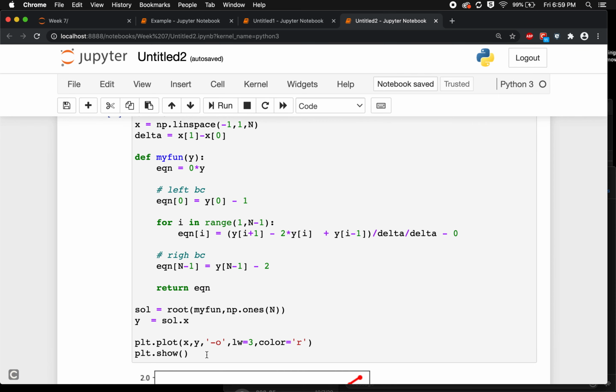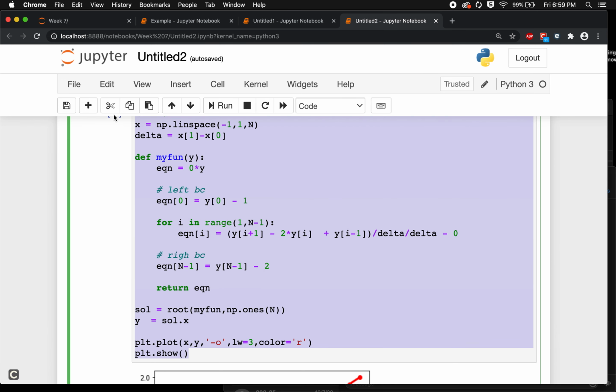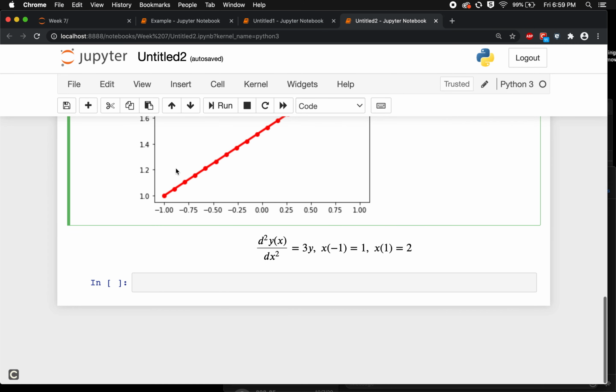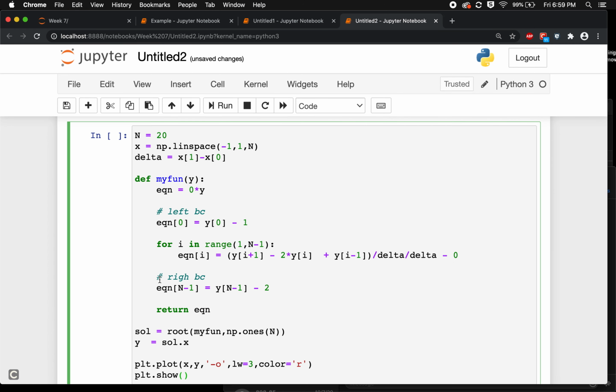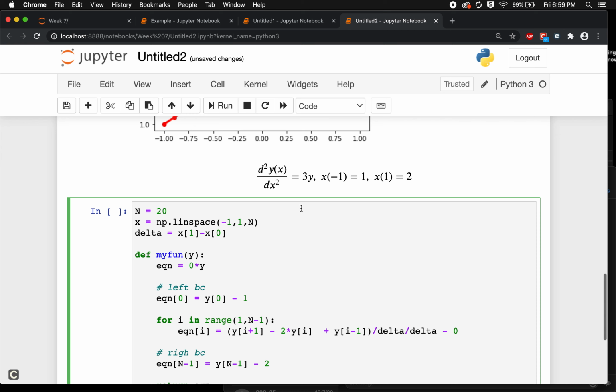So I'm actually just going to take this big block of code, come down here, and if I look at my code, I have one boundary condition at 1, so that's my left boundary condition. I got the 1 there. I have my right boundary condition, which is 2 there. And then I have my equation. So before, I set that the second derivative of y is equal to 0. Now I'm going to set it equal to 3 times y of i. So I'm going to have 3 times y of i.